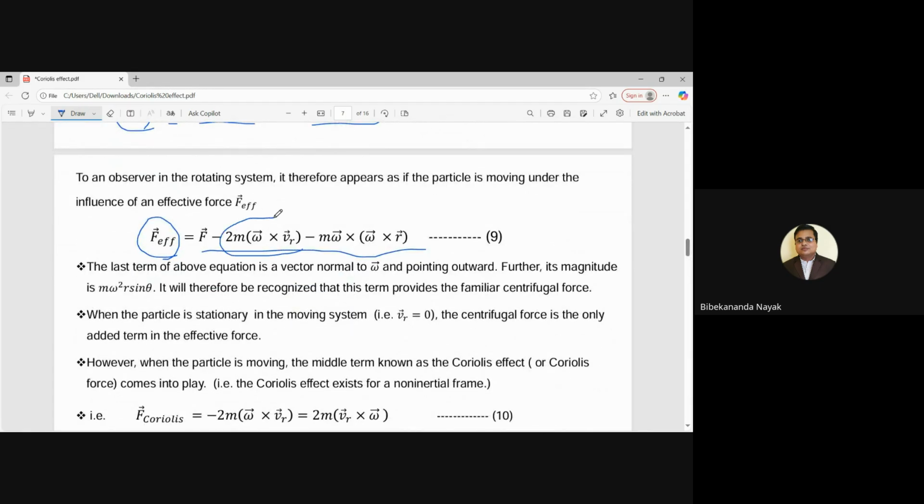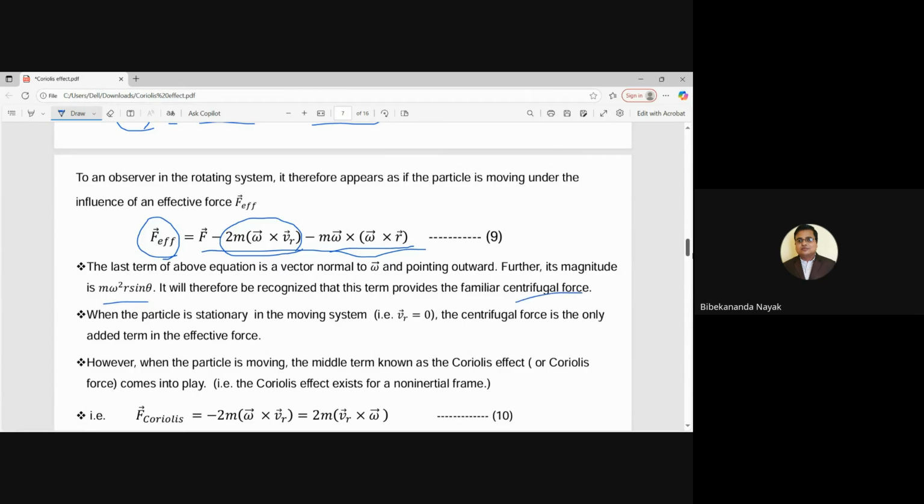If the velocity of the particle is 0, then this term will be 0. This is the Coriolis effect, or you can say the Coriolis force, which depends on velocity. So events which have velocity changing with time are affected by the Coriolis effect. And this other term, its magnitude will be m omega square r sin theta, which is the familiar centrifugal force.